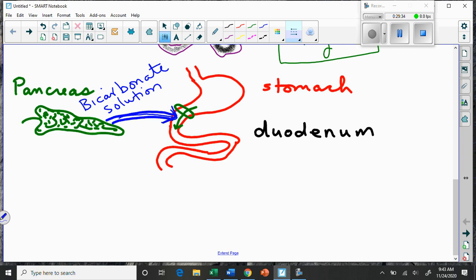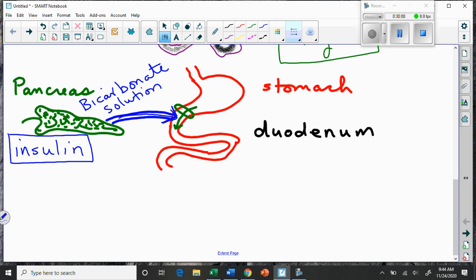Now the other thing that the pancreas does is it secretes something called insulin. And we're going to talk about the role of insulin later. Insulin doesn't really have anything to do with the digestion of the food, but it's a very important hormone that basically tells our cells to suck the glucose out of the bloodstream after digestion has put it there and make it usable for making energy. So we'll come back to insulin later. Here, in terms of digestion, we want to focus on just the bicarbonate solution.